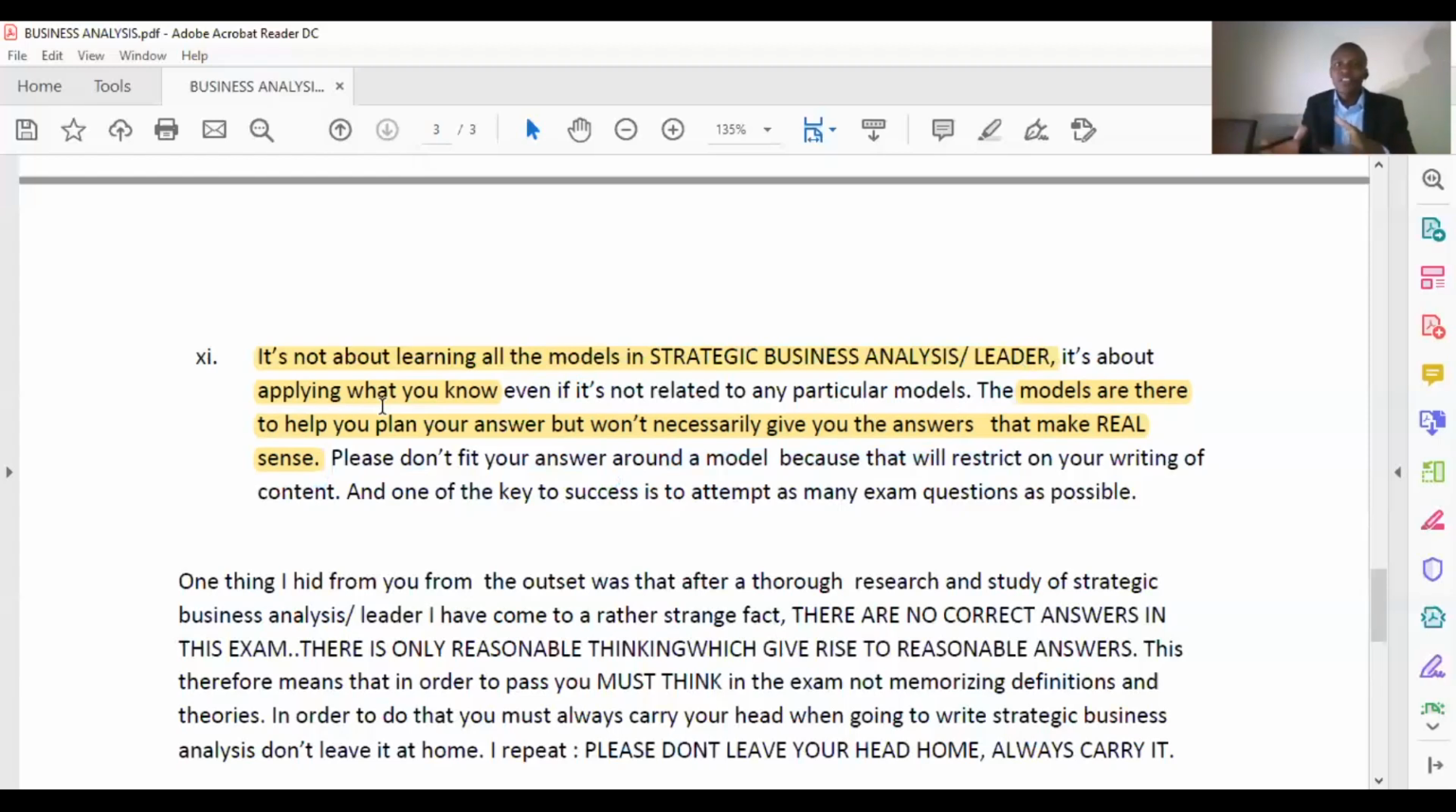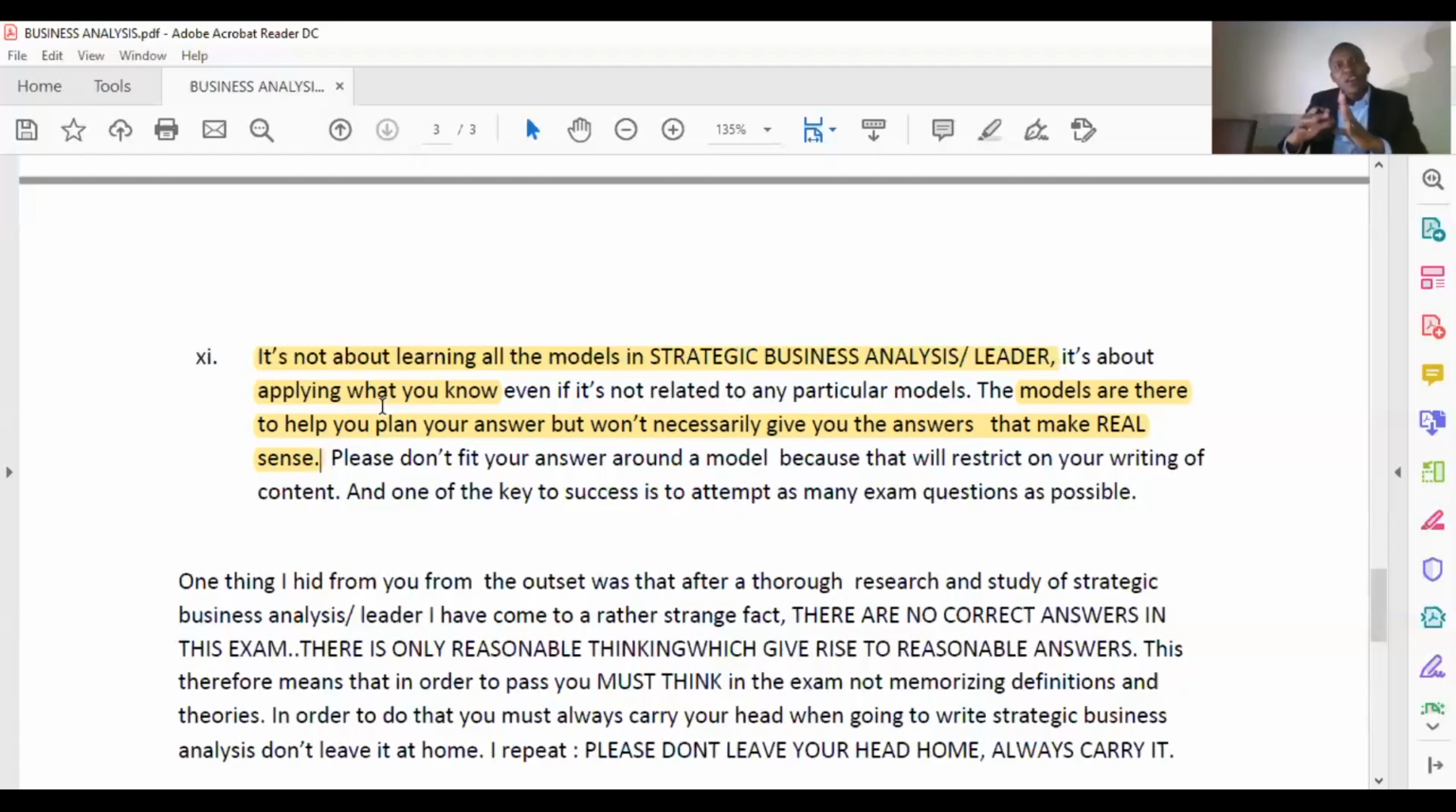You can use the model, the portals, whatever it is, you may use the model. That model is just there to help you plan your answer. You must understand that the model will never give you the answer that will make real sense in reality. It is there to help you plan your answer. Use your common sense to make that model work for you. Don't restrict yourself to thinking within that particular model. No. You must think without the model, without the box.